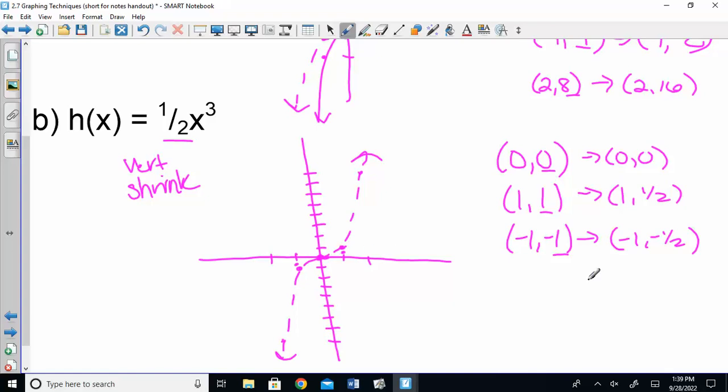If you wanted to do more points, we had 2, 8. What would that point be now? Or you could do negative 2, negative 4. So what we see is just same shape, just got a little shorter and fatter. Are those okay? Yep. All right.